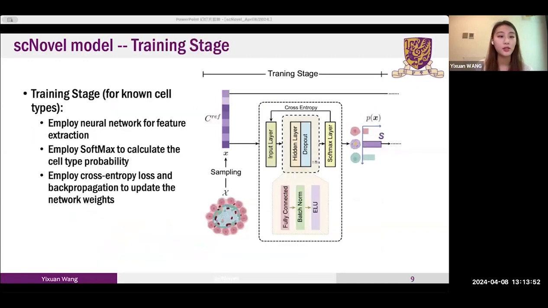In the training stage, we only use the known cell type data as reference for training, and we employ the softmax layer to calculate the cell type probability. We also use the cross entropy loss and backpropagation to update the network's weights.